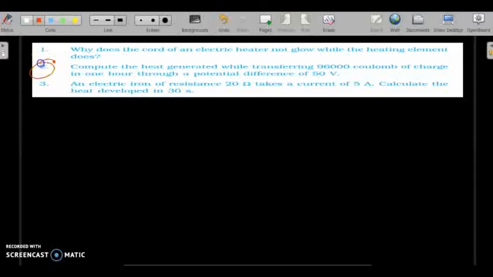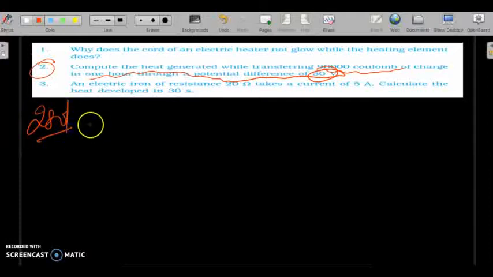So children, we'll work problem number 2. Compute the heat generated while transferring 96,000 coulomb of charge in 1 hour to a potential difference of 50 volts. In the solution, we are given the charge Q equal to 96,000 coulomb.